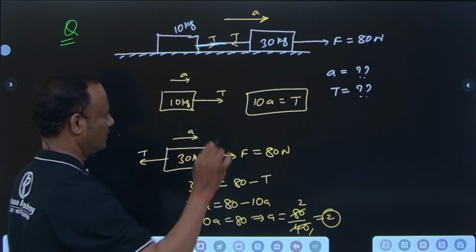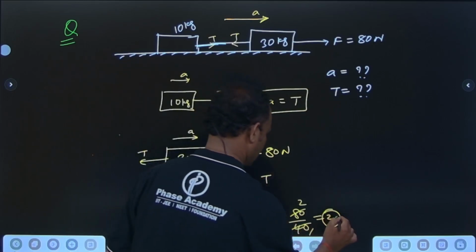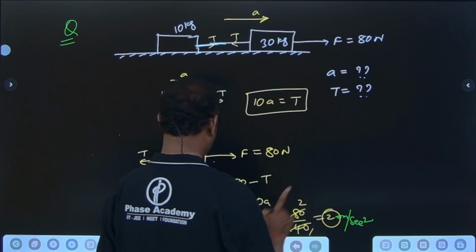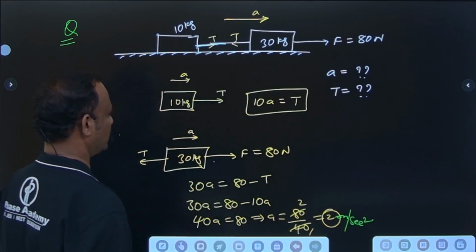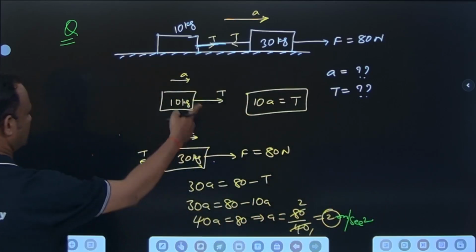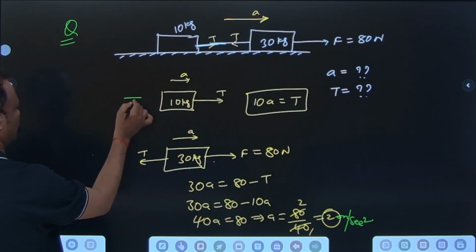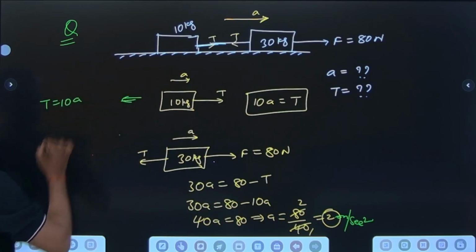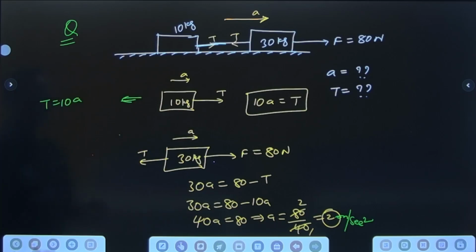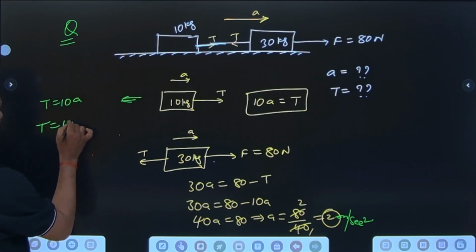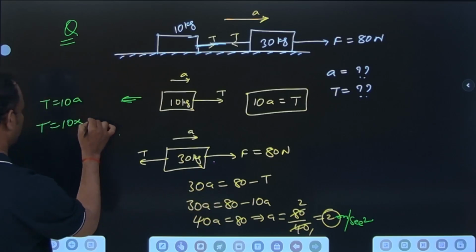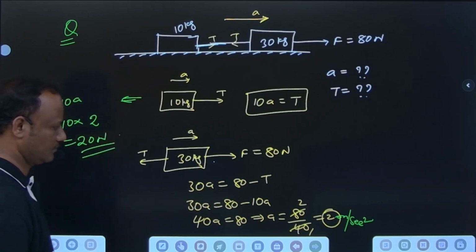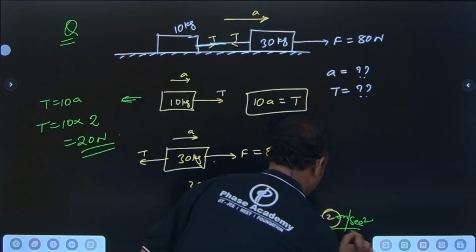Yes, sir. First one is 2 meter per second square. Sir, I want to know about the tension. What is the tension on this? From this case, T is equal to 10 into a, correct? T is equal to 10a. T is equal to 10 into, what is a? a is 2. This is 20 Newton. My answers are these two.